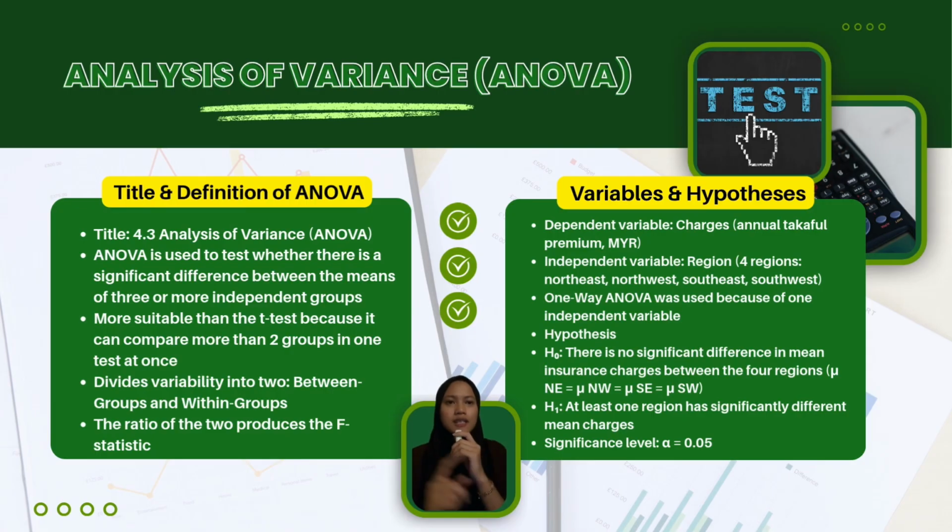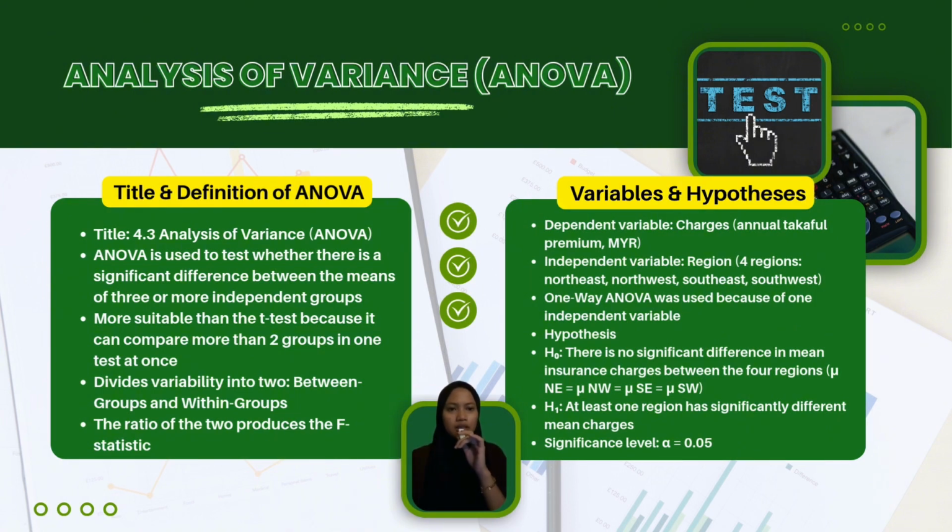For this analysis, we selected charges as the dependent variable. This represents the annual insurance premium billed to each policyholder in Malaysian ringgit. Our independent variable is region, which classifies each individual into one of four geographic areas, which are northeast, northwest, southeast, and southwest. Because we have one numerical dependent variable and one categorical grouping variable with four categories, a one-way ANOVA is the most appropriate test to use here.